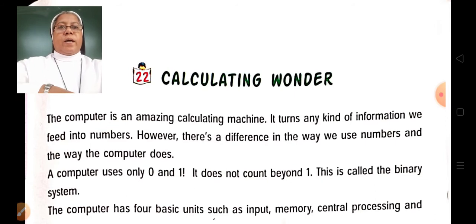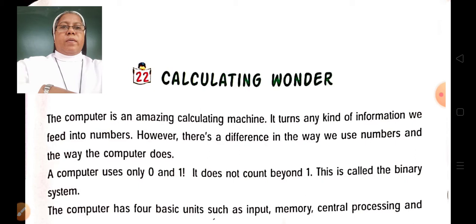The computer is an amazing calculating machine. It turns any kind of information we feed into numbers. However, there is a difference in the way we use numbers and the way the computer does. Whatever we want to write, any number or any letter, we can easily do in the computer. A computer uses only 0 and 1. It does not count beyond 1.